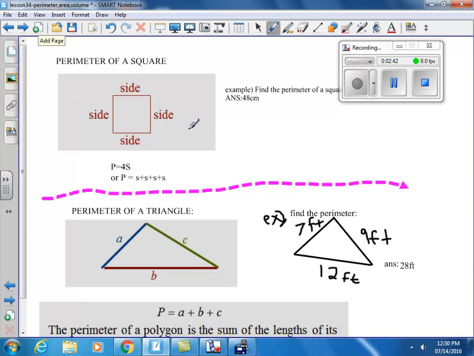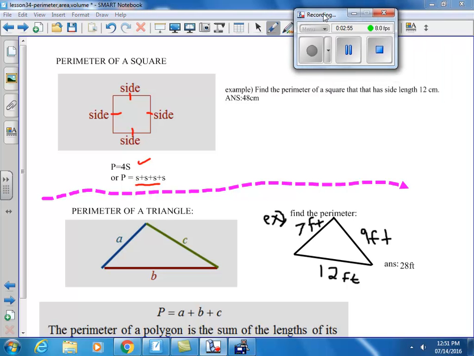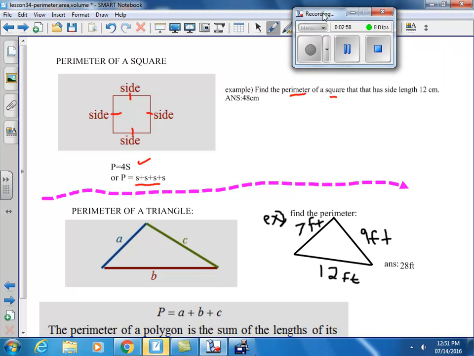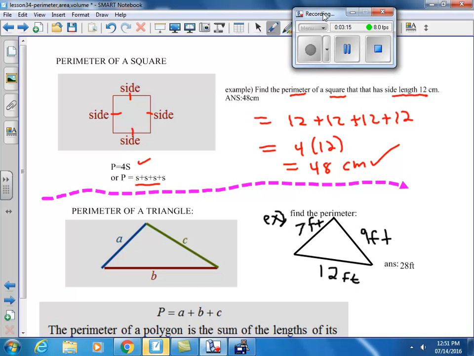Now with a square, you know that all sides are congruent, are equal. So you could memorize the formula 4 times the side length. Or you could just say, hey, I'm going to add up the 4 side lengths. So if you have to find the perimeter of a square that has a side length of 12, you could say 12 plus 12 plus 12 plus 12. Or you could say that's the same as 4 times 12. No matter what, you're still arriving at 48 centimeters for the perimeter of a square that has side length of 12. Okay? Hope that helps. Now let's try perimeter of a triangle.